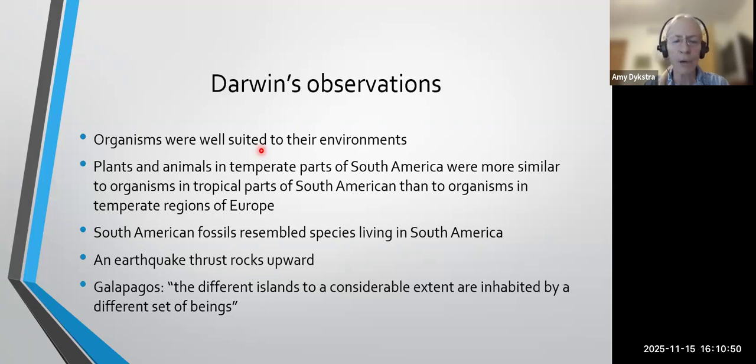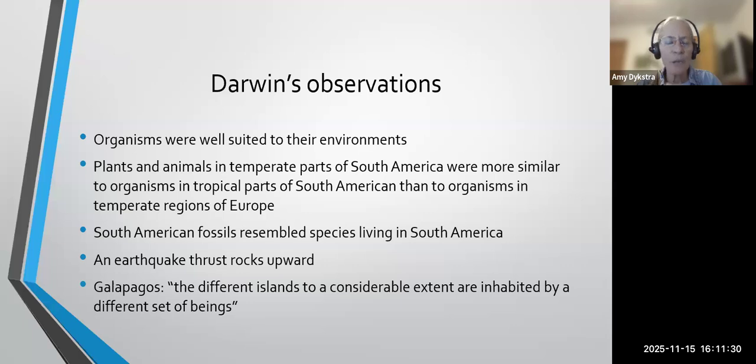And then finally, the Galapagos, one of the most remarkable things he said that he noticed, and I'll just read you what he said later when he wrote his book about the voyage of the Beagle. He wrote this kind of at the end of his chapter on the Galapagos. He wrote, "I have not as yet noticed by far the most remarkable feature in the natural history of this archipelago. It is that the different islands to a considerable extent are inhabited by a different set of beings."